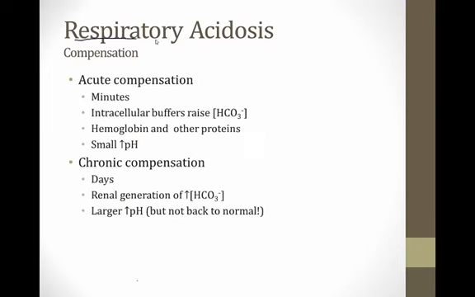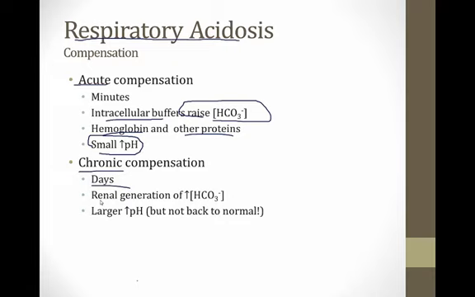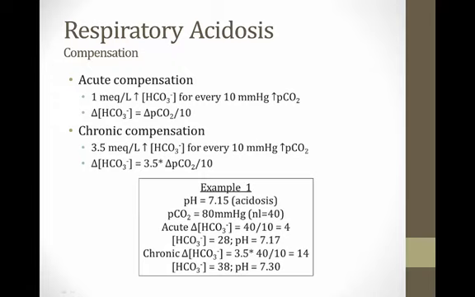The compensation for a respiratory acidosis is different depending on whether the respiratory acidosis is acute or chronic. Within minutes of developing a respiratory acidosis, intracellular buffers will soak up some of those H+ protons and raise the concentration of HCO3. These buffers are things like hemoglobin and other proteins. This will result in a small rise in pH to compensate for the acidosis. But chronically, after several days, the kidneys will generate more bicarbonate, and this will result in a large increase in pH. But remember, not back to normal. You can never compensate all the way back to a normal pH. So there are different equations for determining the expected compensation for acute and chronic respiratory acidoses.